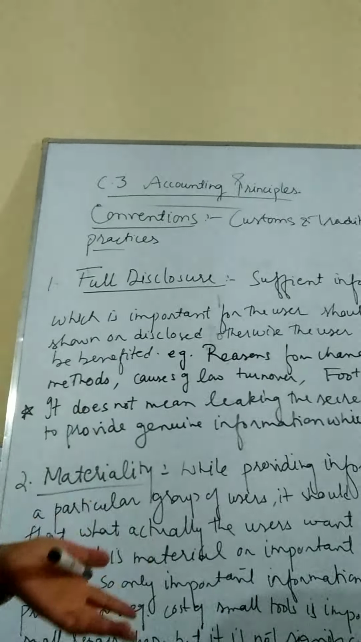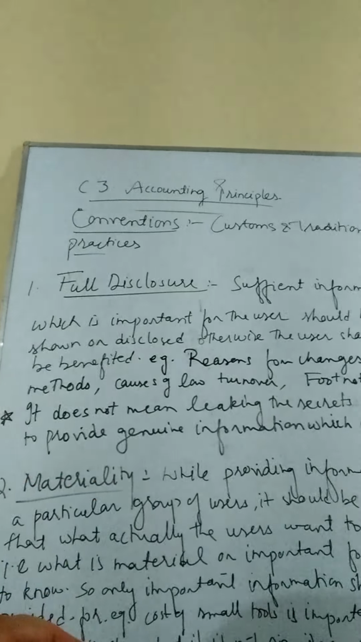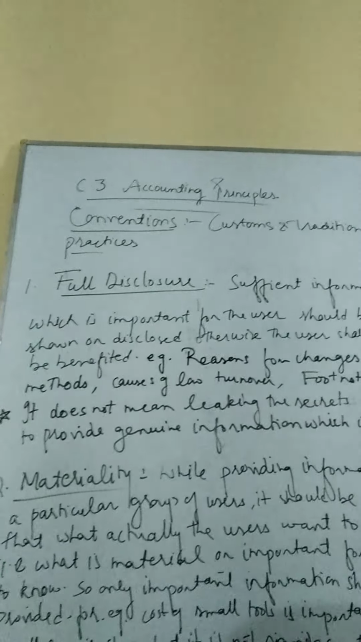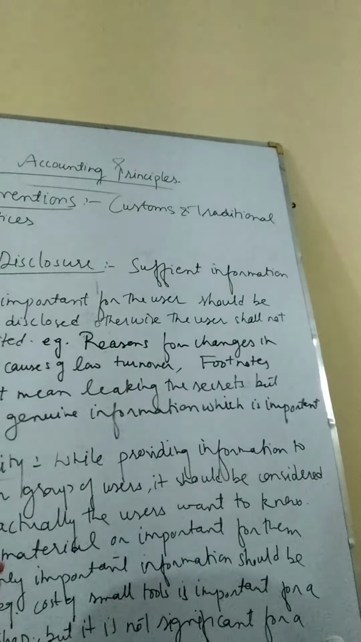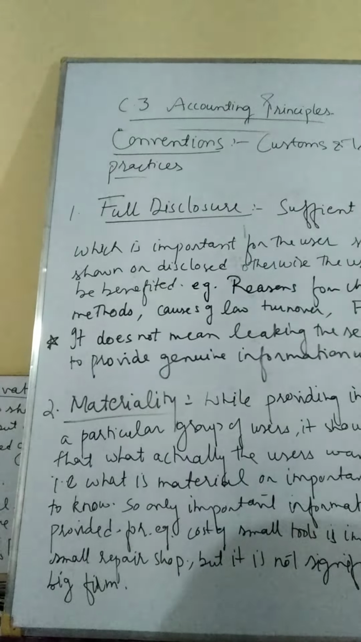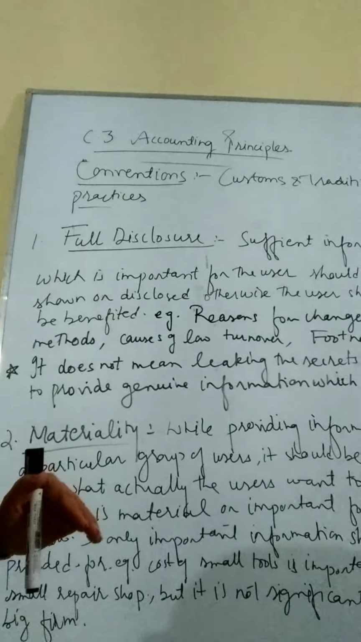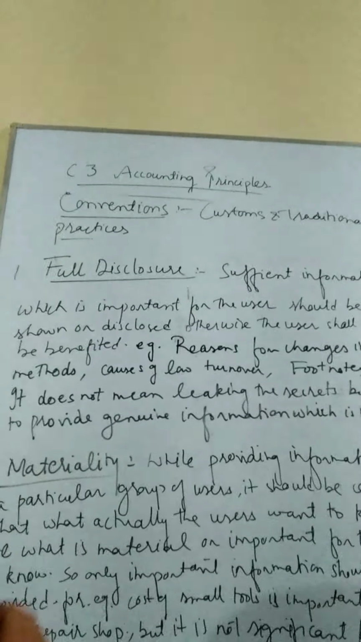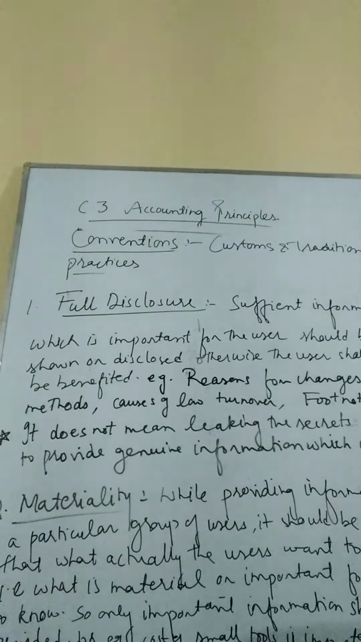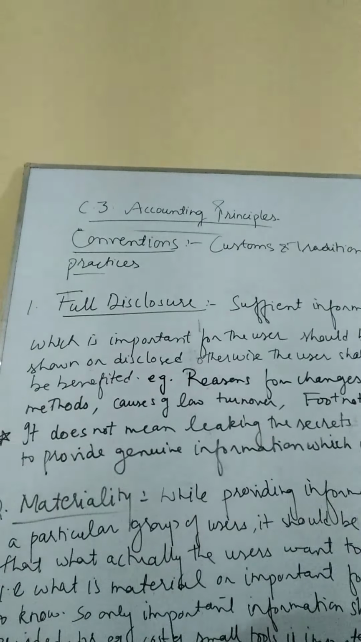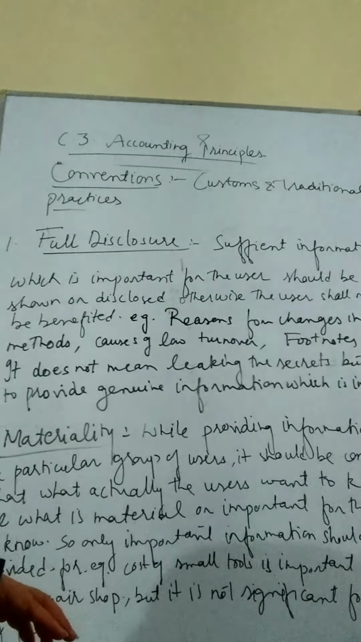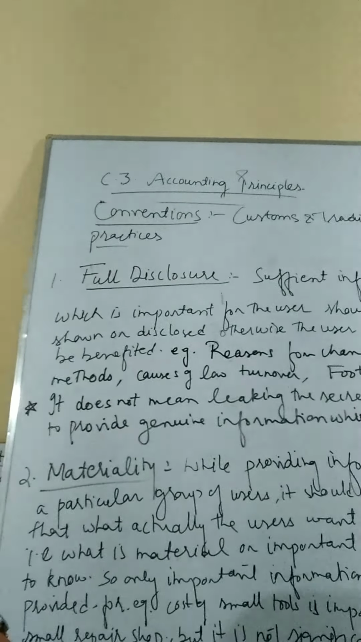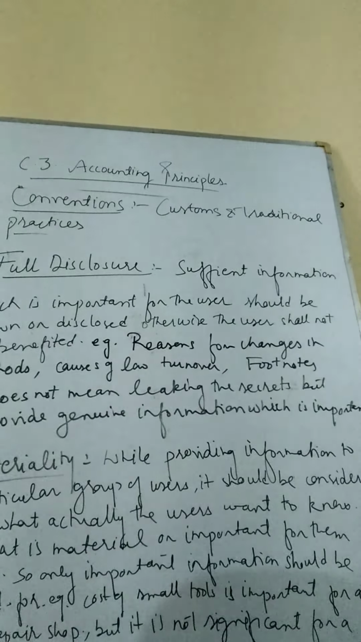But if we are having a very big firm, say Escorts, say any other big firm, for such a big firm, the cost of small tools is irrelevant. So while presenting the accounts, it is necessary that important information shall be revealed, unimportant information shall be avoided. But we have to judge what is important or material for what kind of user. As I suggested in the example, the cost of small tools is important for a small firm, but it is irrelevant for a very large firm since it is doing business at a very large scale. So the accountant has to judge what is important from the point of view of the user, only such information shall be shown in the books, and irrelevant, unnecessary information shall be avoided.